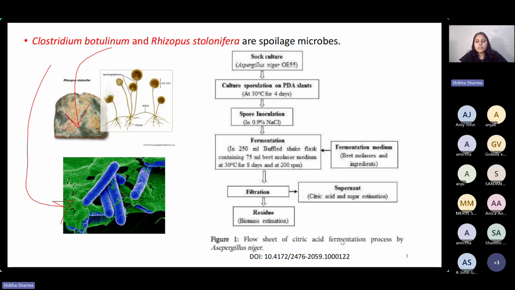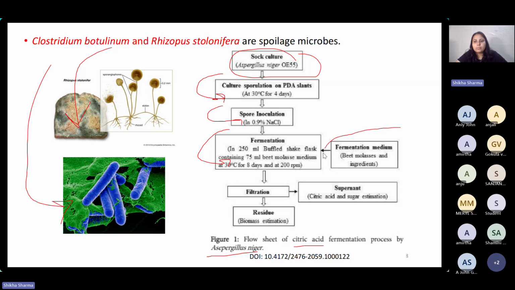And if we see the process diagram of the citric acid fermentation process from Aspergillus niger, we take Aspergillus niger OE55. It is cultured and sporulated on PDA slants at 30 degrees Celsius for 4 days. The spore inoculation is done in 0.9% NaCl. After that, the fermentation goes to a shake flask, and beet molasses is given as the substrate, at 30 degrees Celsius for 8 days and 200 RPM.